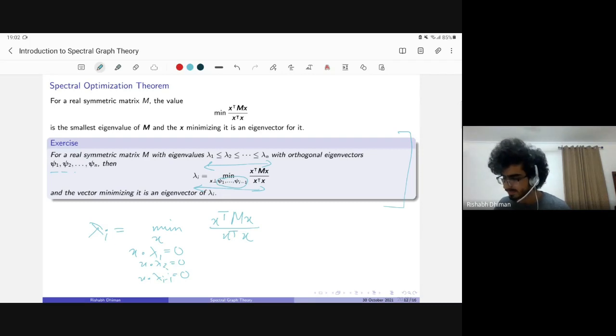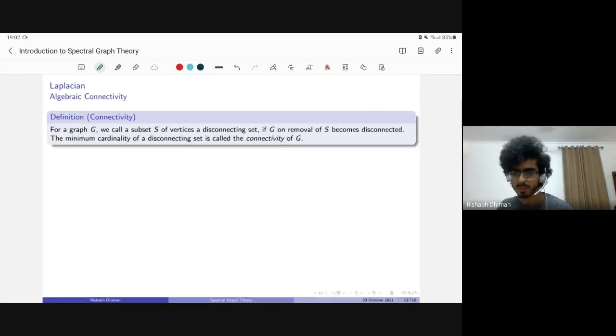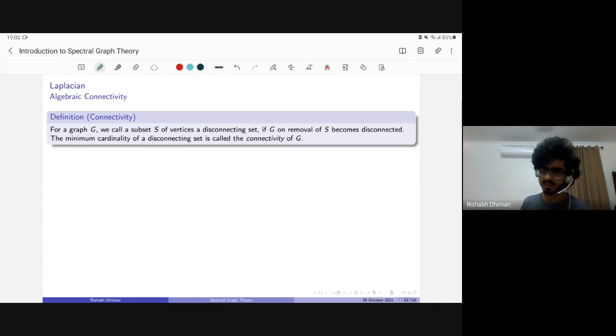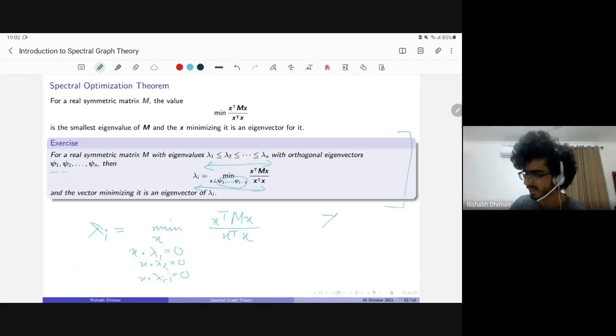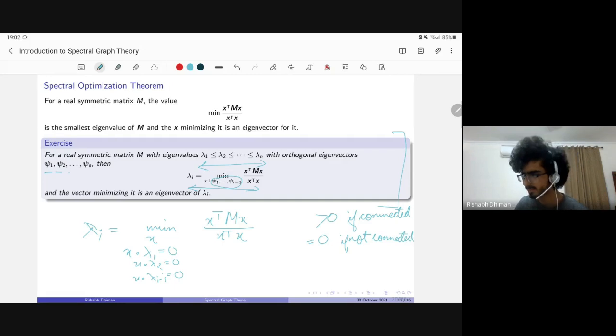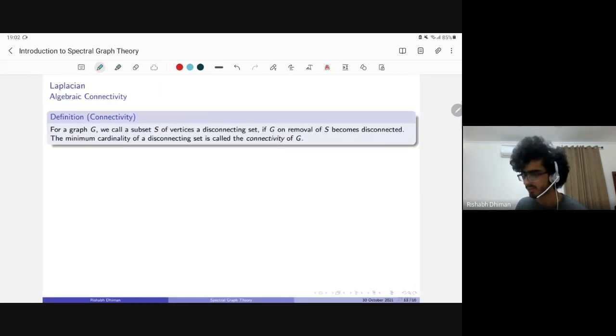Okay, so earlier I talked about proving an upper bound on the algebraic connectivity. I earlier gave a sort of lower bound. What was the lower bound? The lower bound was just greater than zero if connected, and zero if not connected. This upper bound will again be another property in terms of graphs.